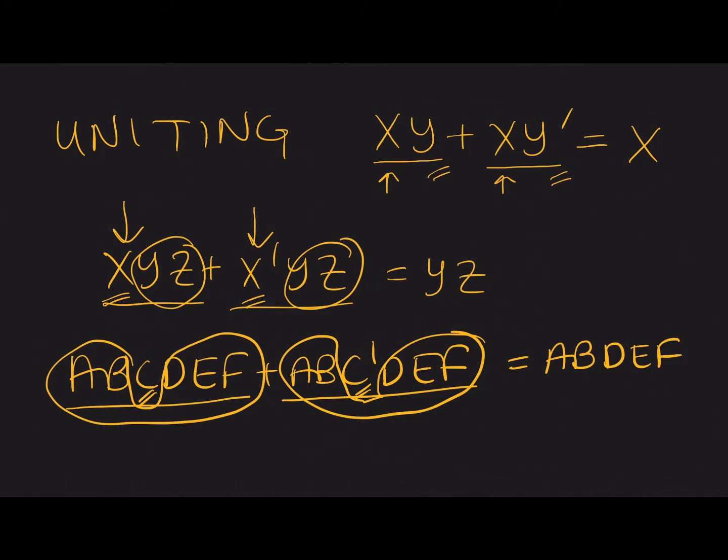If the two terms you're looking at have a different number of variables, or there's nothing primed, then uniting is not an option.